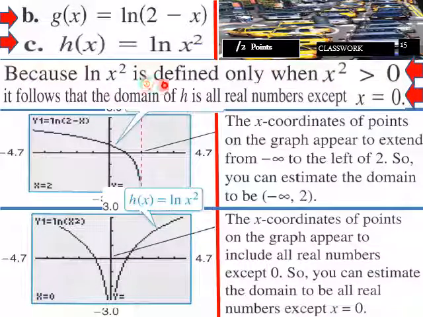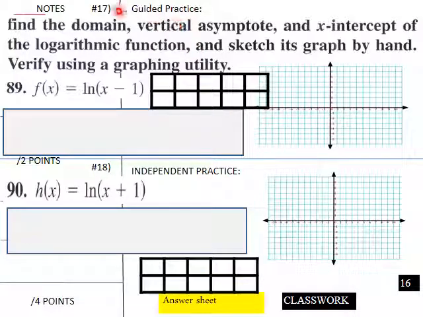Because natural log x squared is defined only when x squared is greater than 0, it follows that the domain of h is all real numbers except x equals 0. So there's your domain there, all real numbers except x equals 0 for this function here. Okay, let's try guided practice here.